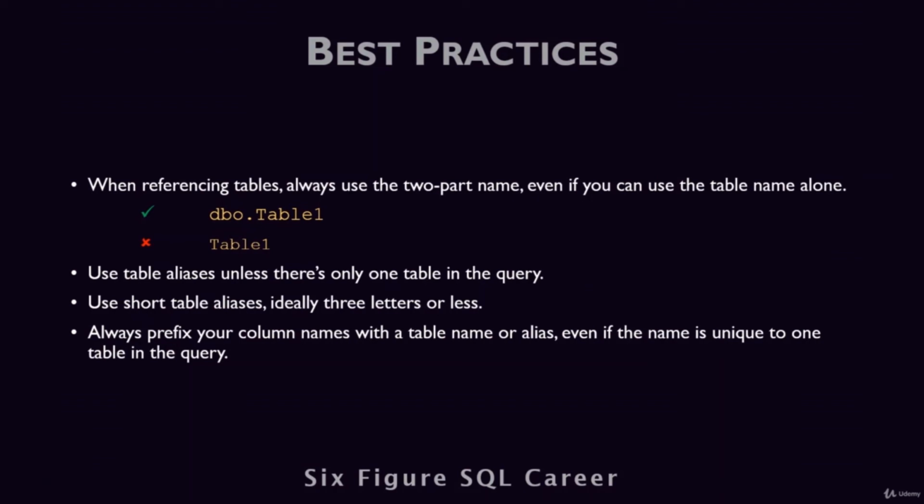Also, make sure to use table aliases unless there's only one table in the query. Use short table aliases, ideally 3 characters or less. The whole point of a table alias is to shorten the table reference when referring to a table in either your select list or your joins, because when you are joining columns together, you will need to reference which table the columns come from. Lastly, always prefix your column names with a table name or alias, even if the name is unique to one table in the query.